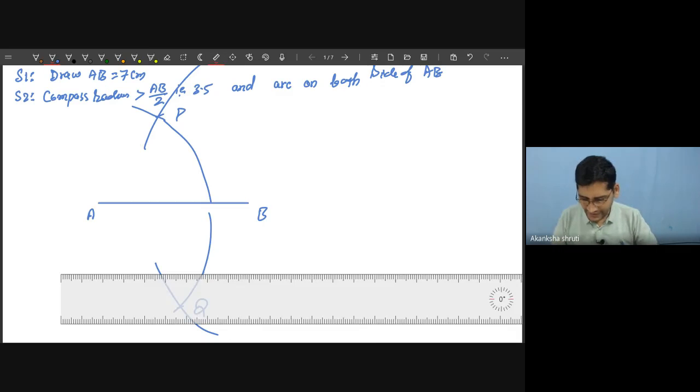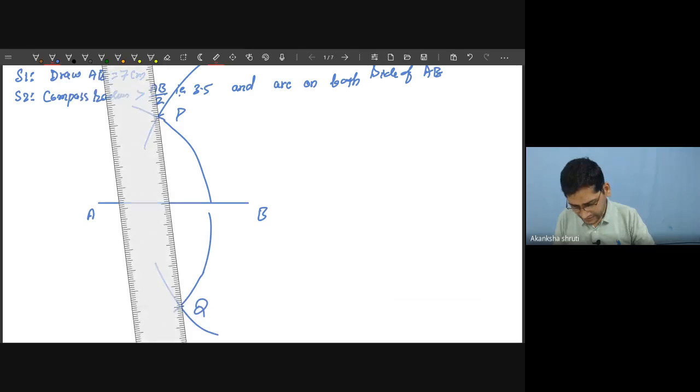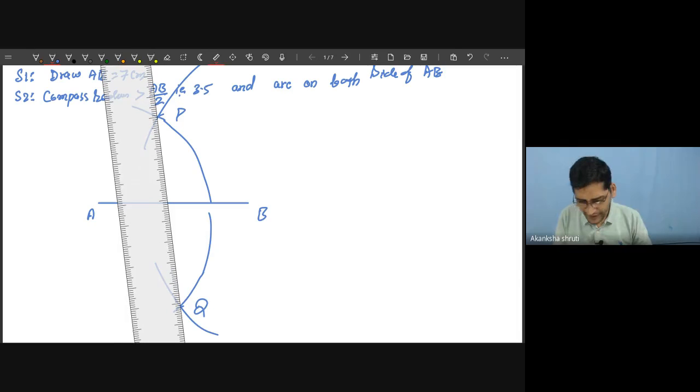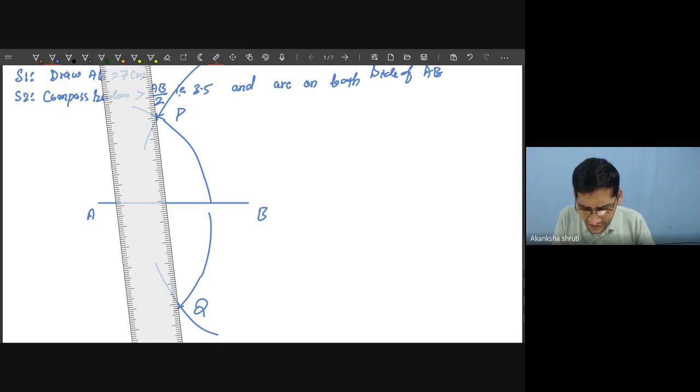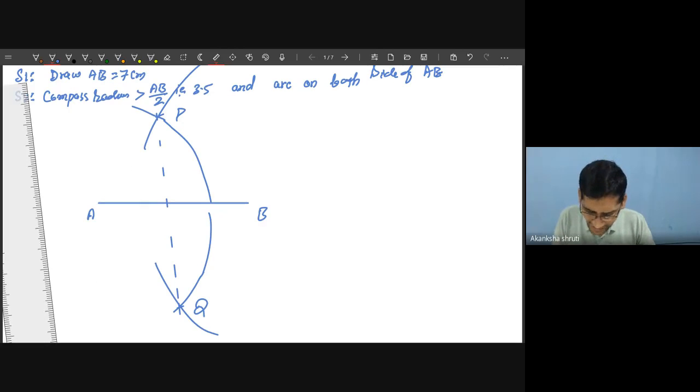Now you have to take the scale or ruler and join PQ, not with a solid line but with a diffused line. Okay, students? With these diffused lines you have to join it, and this way you will observe that it is cutting AB at some point. Let us call this point M.